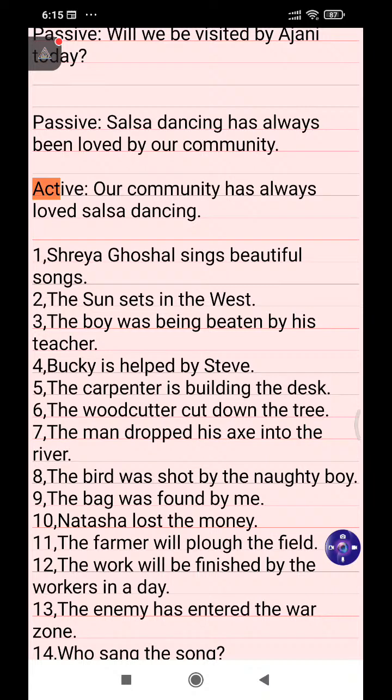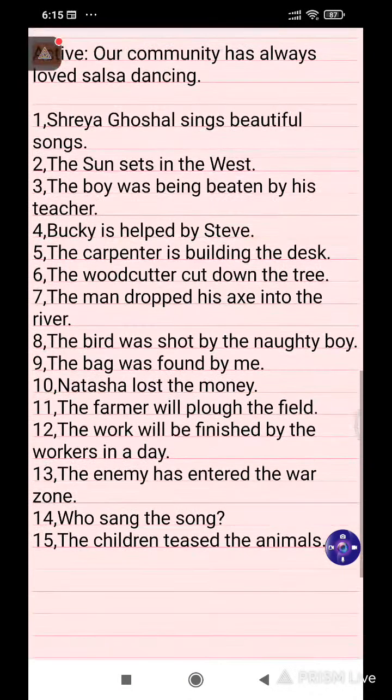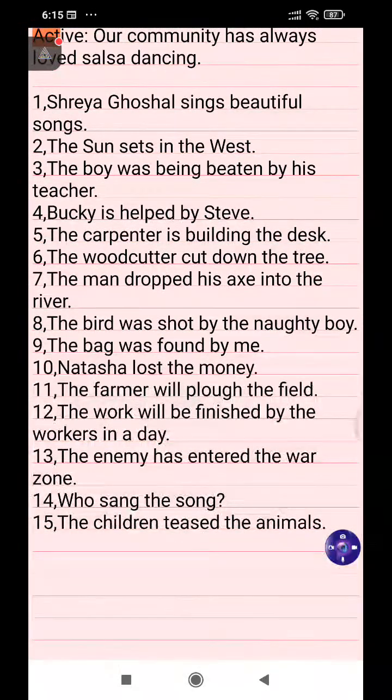The boy was being beaten by his teacher, so it is called passive voice. Bucky is helped by Steve. It is called passive voice. The boy was being beaten by his teacher and Bucky is helped by Steve. Both are passive voice. The carpenter is building the desk. So it is the active voice. The woodcutter cut down the tree. So it is called the active voice.